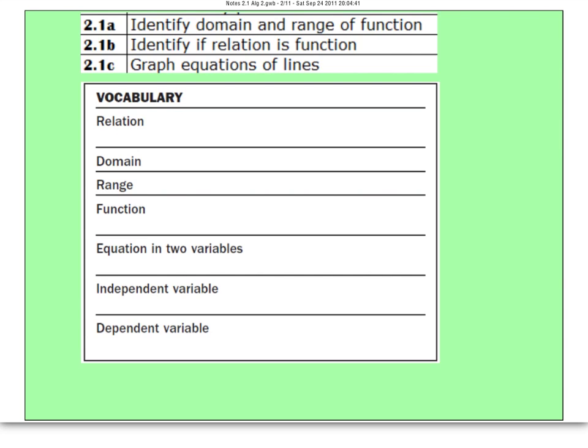Let's start and do learning objectives A and B. So we're going to identify the domain and range of a function and identify if a relation is a function. The first 4 vocab words here we do want to define first. The first is a relation, and all that is, is a set of ordered pairs.